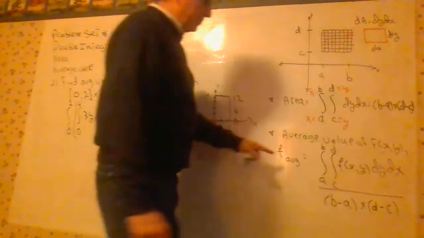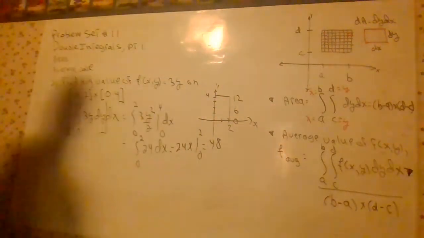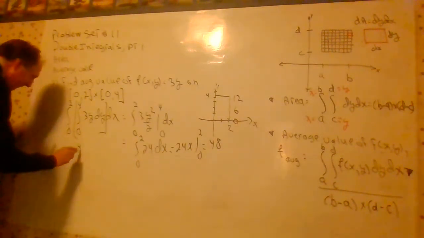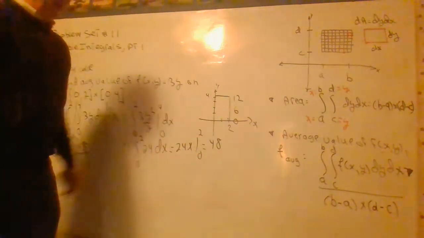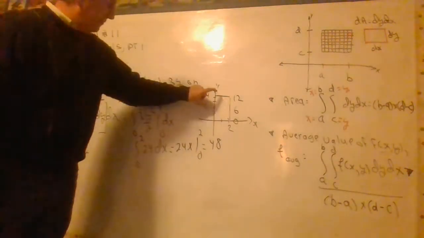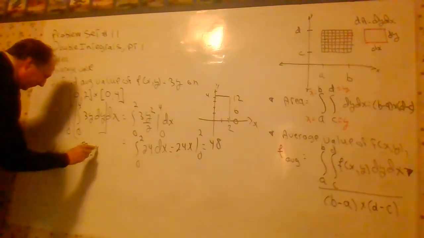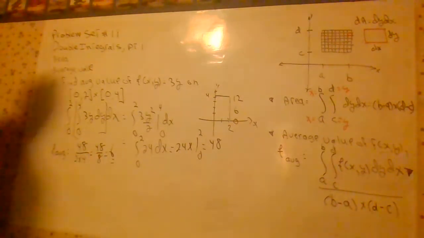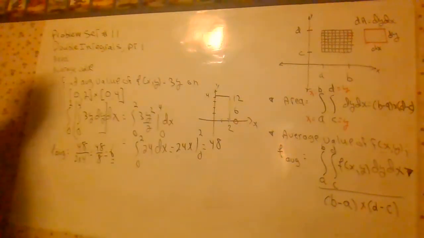Okay, and that's just the numerator. We haven't found the average yet. So F average is 48 divided by length times width. You can plug in the subtraction, or you can just say length times width is just 2 times 4. 48 over 8, which is 6, as I predicted. That's the average value. It's no more complicated than that.